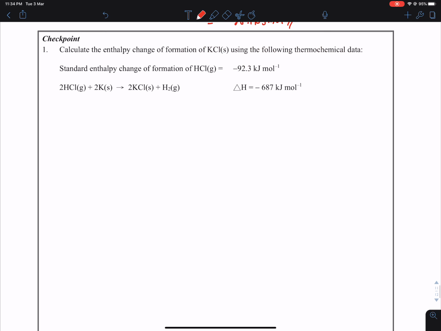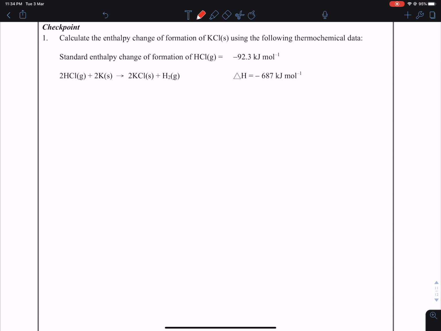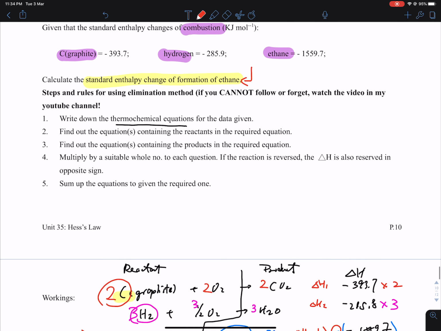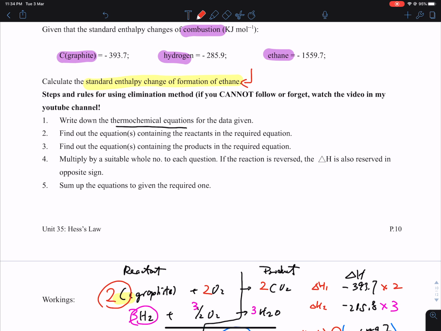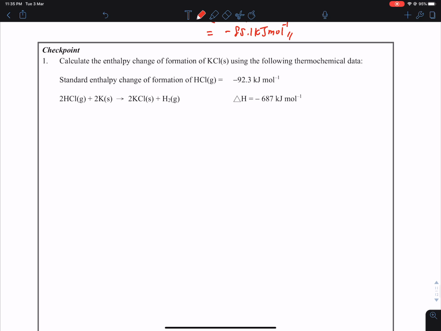Okay, so let's try to work out these two examples together. So the first one is over here. Quite often, the thermochemical equations will not be given in the questions. Therefore, we have to work them out one by one at the beginning. So the first one will be the enthalpy change of formation of HCl. So H2 plus Cl2 become HCl. Because we need one mole of product, according to the definition, one mole of HCl formed, we have 1/2 over here.